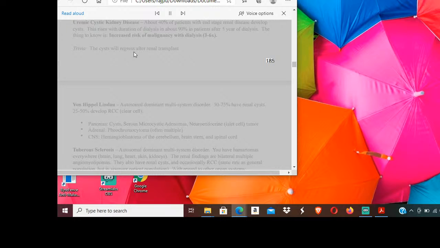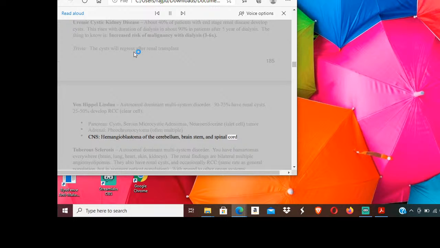Von Hippel-Lindau is an autosomal dominant multisystem disorder. 50 to 75% have renal cysts. 25 to 50% develop RCC, clear cell. Pancreas: cysts, serous microcystic adenomas, neuroendocrine islet cell tumor. Adrenal: pheochromocytoma, often multiple. CNS: hemangioblastoma of the cerebellum, brainstem, and spinal cord.